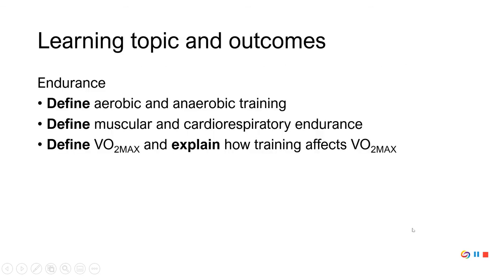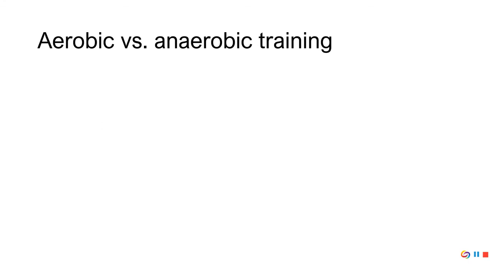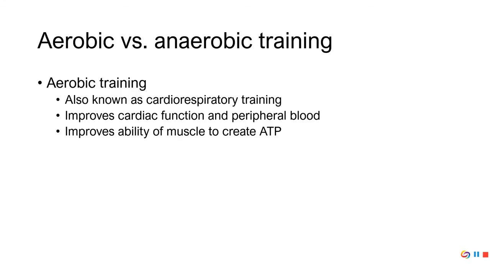So here's our topic and outcomes. Just a couple definitions, reintroduce VO2 max, and just talk a little bit about how training can change that. So when it comes to aerobic versus anaerobic training, aerobics, also known as cardiorespiratory training, and ultimately what happens with aerobic training is you're strengthening your heart and your lungs. Okay, most of these changes that occur with aerobic training occur within the cardiovascular system. And as we go throughout this week, we're going to talk about a lot of cardiovascular changes, and there are some respiratory changes, but the changes are predominantly in the cardiovascular system.